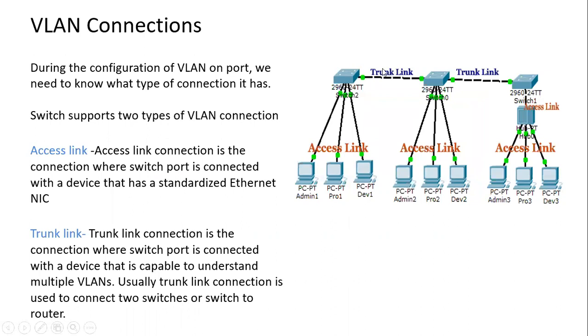And there are two types of connection: one is called trunk link and one is access link. An access link is connected to a device which has a NIC card or an IP address. And the trunk link is a link that is connected to another switch or to a router, which helps in establishing multiple VLANs. So it's usually connected to a switch or to a router.